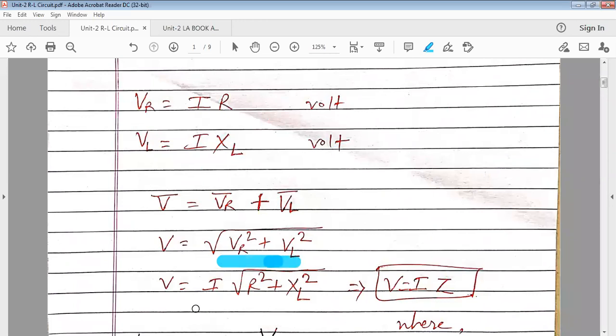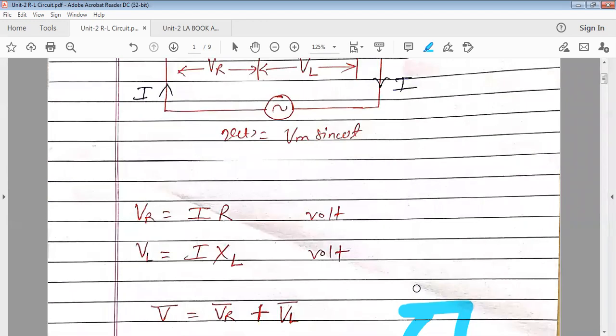IR, IXL, take I common. So you will get square root of R square plus XL square. And the square root of R square plus XL square is called Z, impedance, because you can see it is nothing but V by I. If you simplify this, what you will get is V by I equals Z.